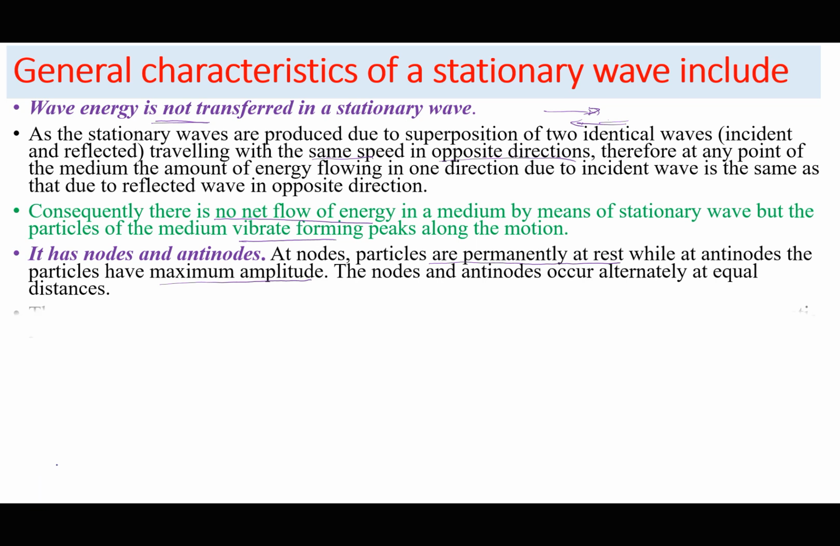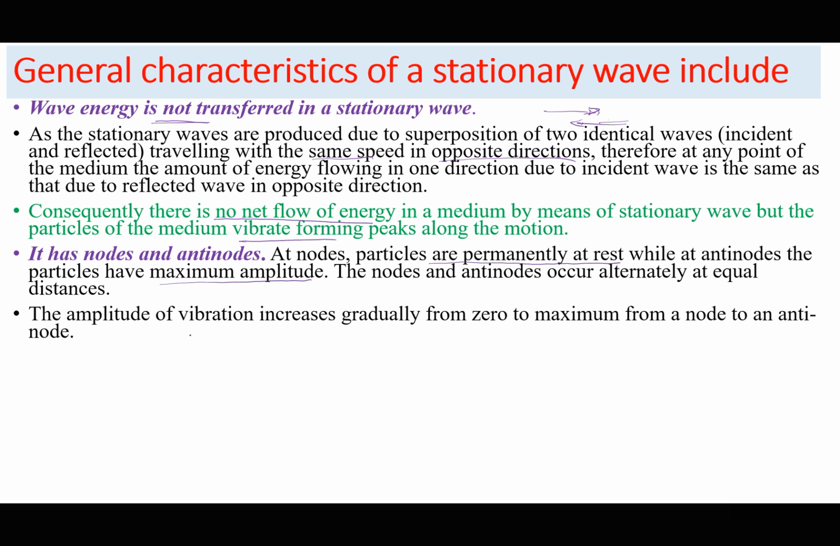So the amplitude of vibration, therefore, is not constant. The amplitude of vibration increases gradually from 0 to maximum. So the amplitude at the nodes is 0, and the amplitude at the antinodes is maximum. So it means unlike a progressive wave where the particles had the same amplitude, for a stationary wave, the amplitude varies from 0 at the nodes to maximum at the antinodes.